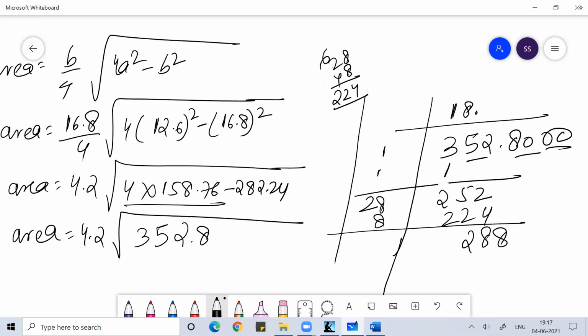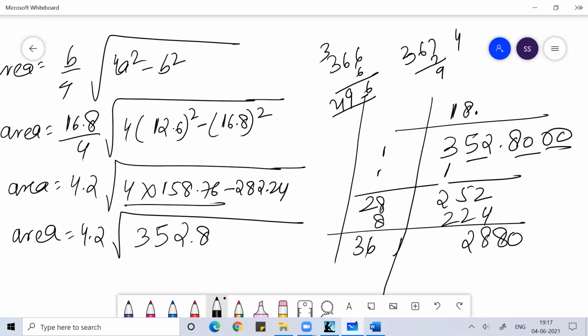This is 2880. This is 36. 36 table. Check in the 36 table where it will go. 36, 39, 3 carry, 21. 7 7s are 49, 4 carry. 42 plus 4, 46, 4 carry. I'll still be getting a smaller number. If I try 8, 64, 6 carry. 48, 54, 5 carry. 24, 29. So this will go by 7.